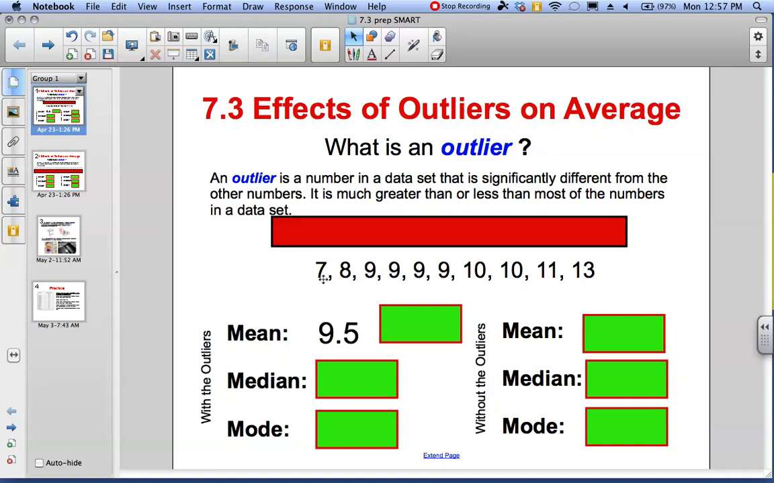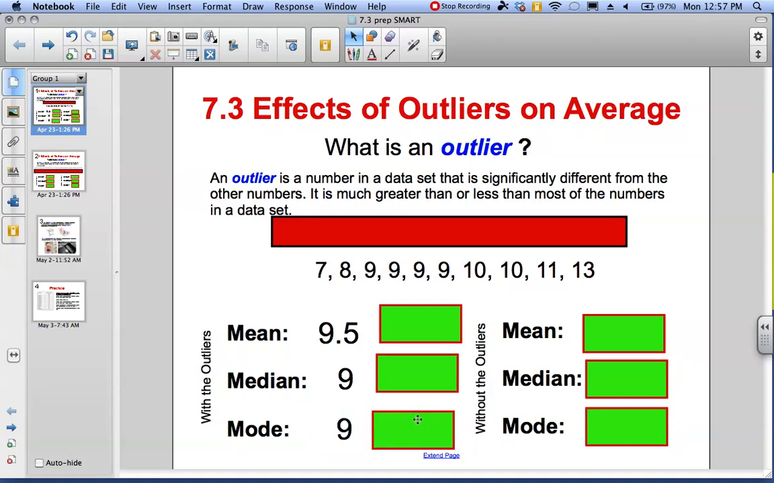The median, we want to find the middle. Well, considering there's 10 digits, if you split that in half, that would be 5. So 1, 2, 3, 4, 5. Our median is right in the middle between two 9s, so our median is 9. And our mode, the number that you see most often, in this case would be 9 as well.